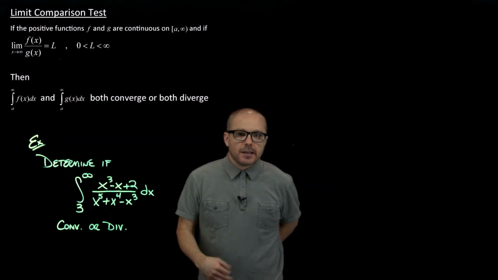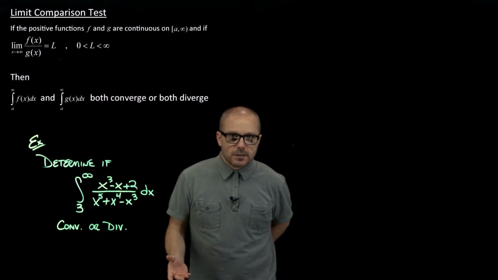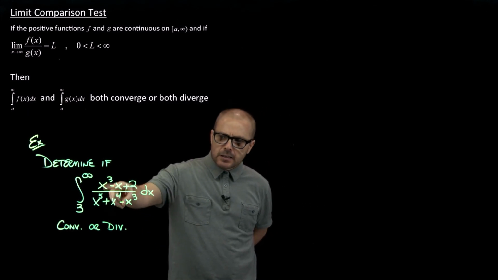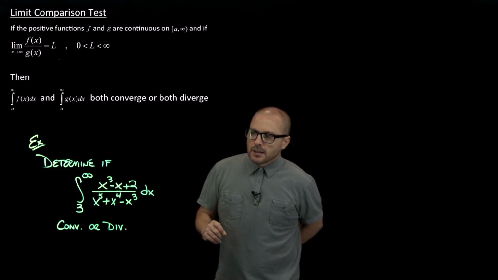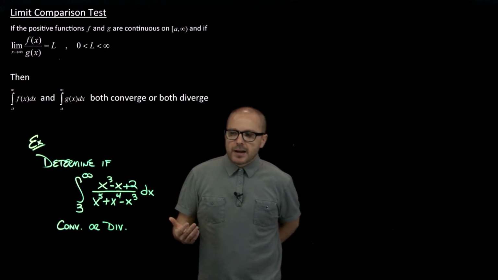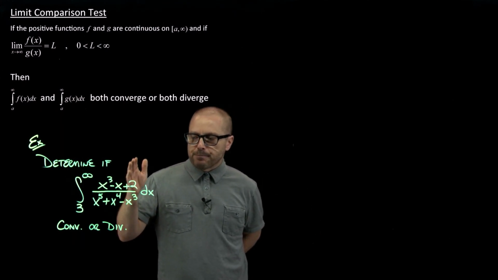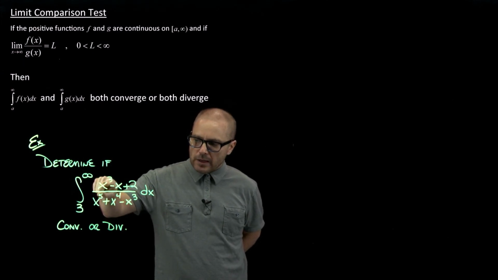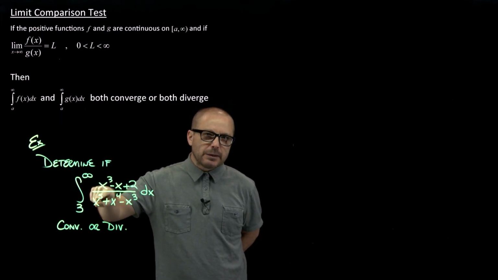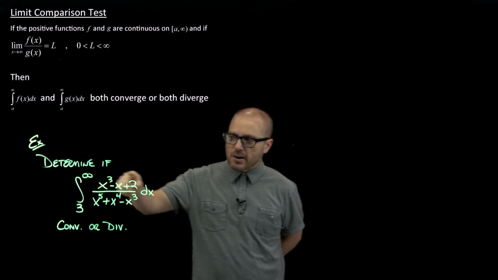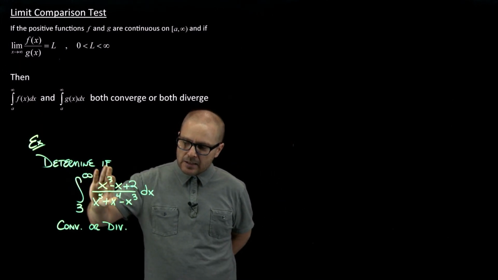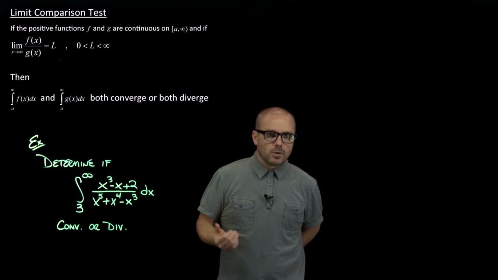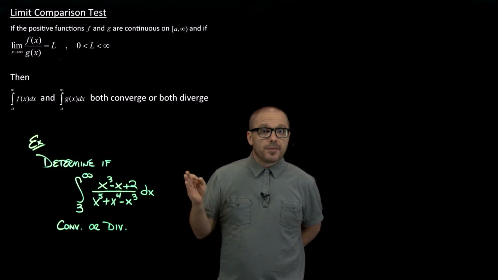So let's look at an example of using the limit comparison test. Here we have an improper integral from 3 to infinity of this rational expression. Now, the problem with using direct comparison is there's a lot going on here, right? I know that those lead terms are really what determines the long-run behavior. So out at infinity, this thing should behave like x cubed over x to the fifth, or just 1 over x squared. And we know what that integral does.